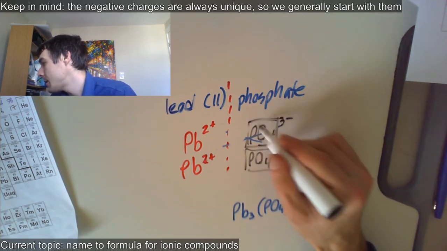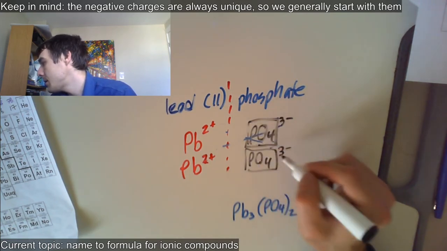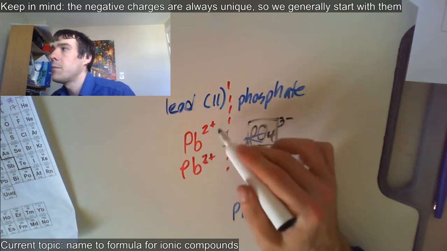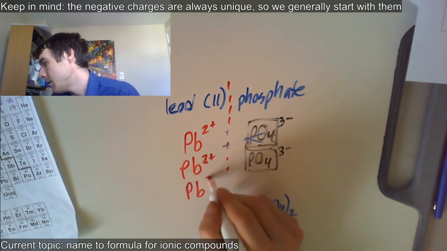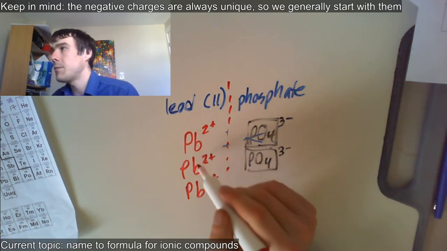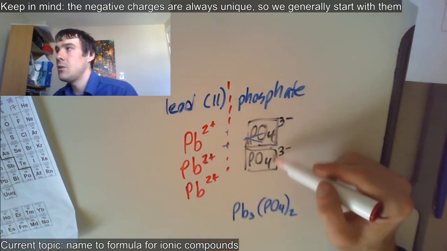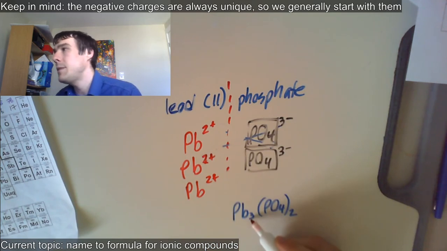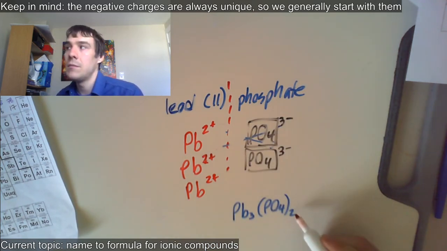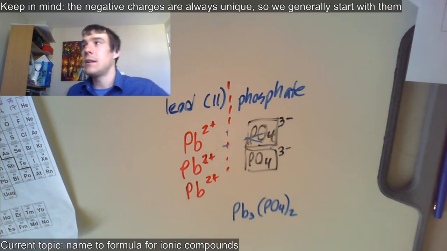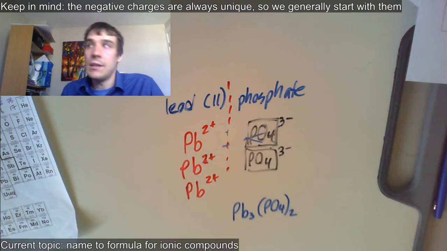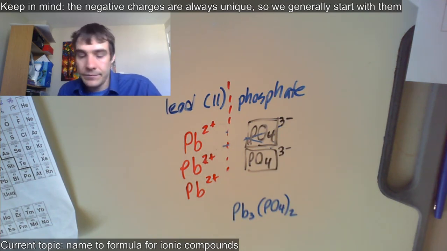Now I have 6 minus on this side, but only 4 plus on this side. So we go one more Pb, 2 plus, and now I have 3 Pbs and 2 PO4s. There's my 3 Pbs and my 2 PO4s. So that is taking ionic compounds from the name to the formula, from the formula to the name, and so on and so forth.